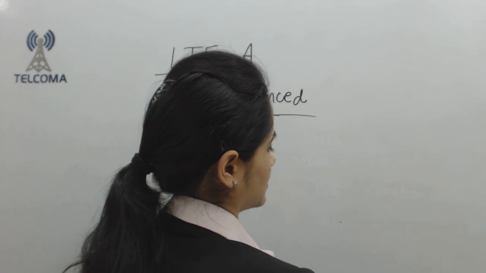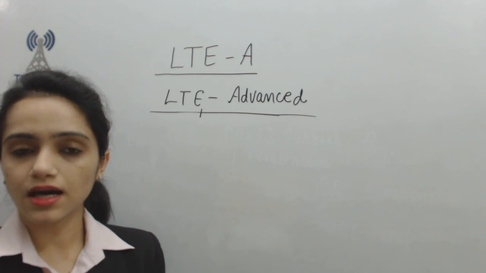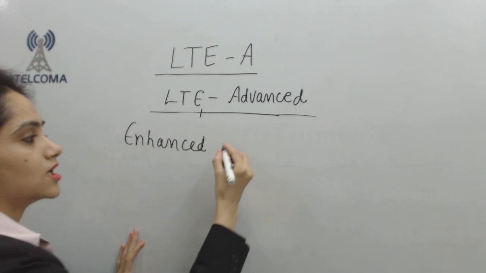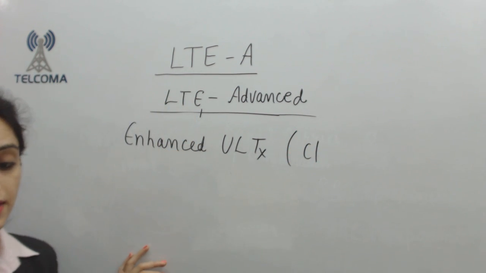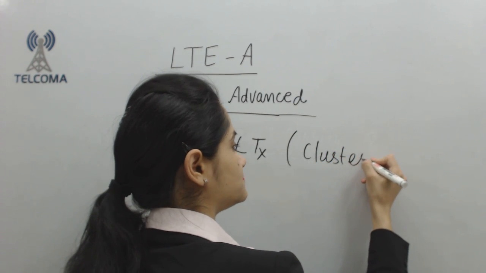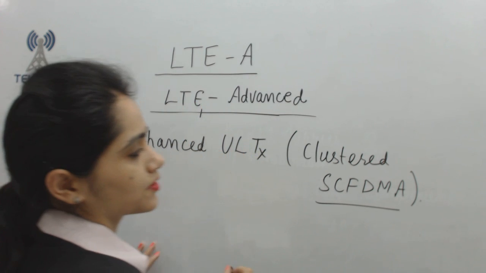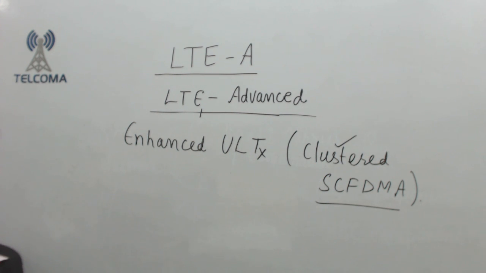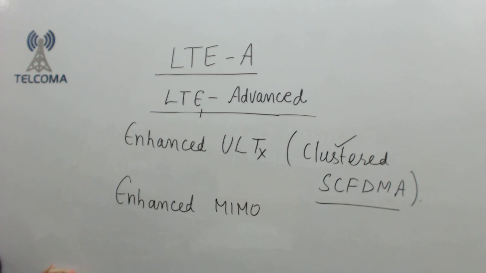As the very first feature that we have discussed for LTE Advanced, it requires carrier aggregation to increase the total bandwidth. Now, as it requires an increase in uplink transmission, it also requires enhanced uplink transmission. For that we have a technique for SC-FDMA, and that technique is clustered single carrier frequency division multiple access. In clustered SC-FDMA we have increased transmission of the uplink signal. Then we require an increase in MIMO, so we have enhanced multiple input multiple output technology, which we name enhanced MIMO.